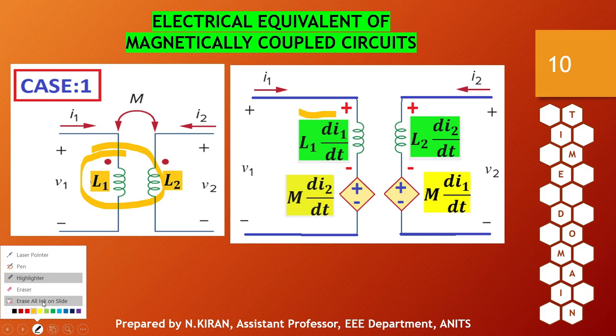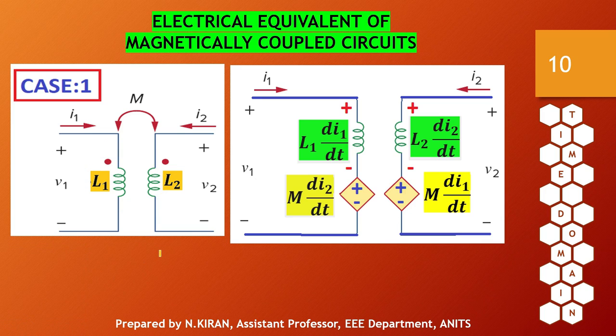Now the mutually induced EMF is induced due to the neighboring current. That is, I1 will induce EMF in the second coil and I2 will induce EMF in the first coil. Therefore, the mutually induced EMF in the first coil will be M into dI2 by dt, and mutually induced EMF in the second coil will be M into dI1 by dt. So this is the electrical equivalent of the given magnetically coupled circuit.